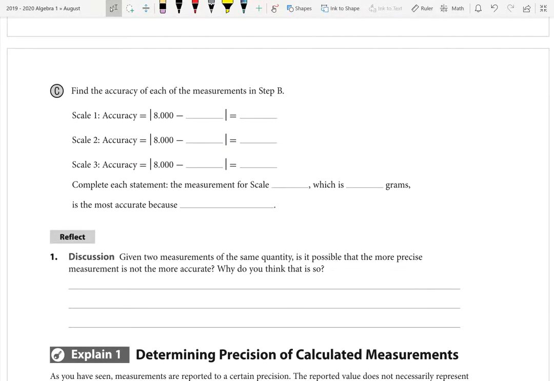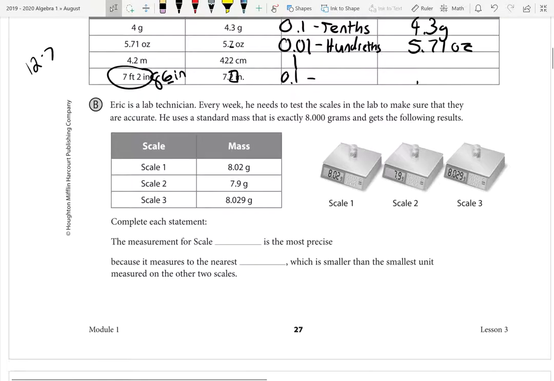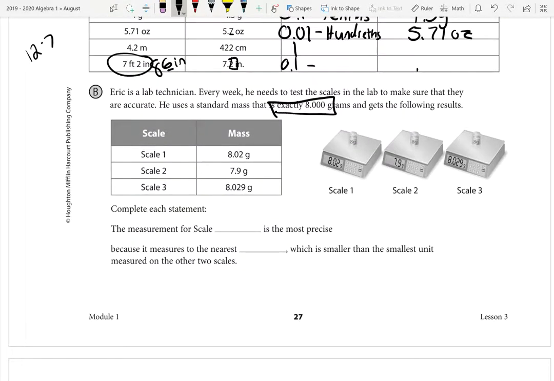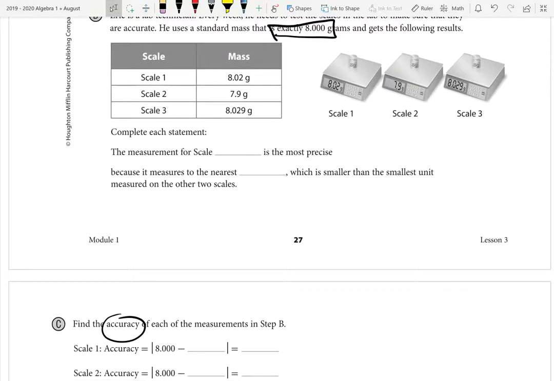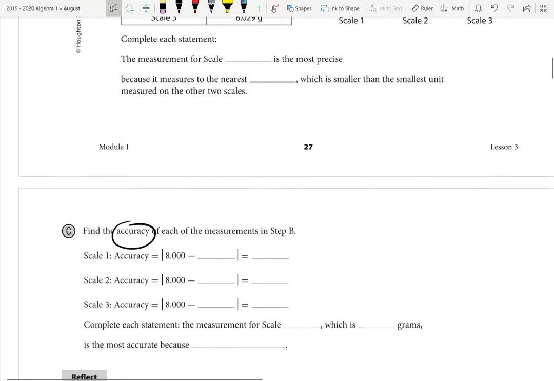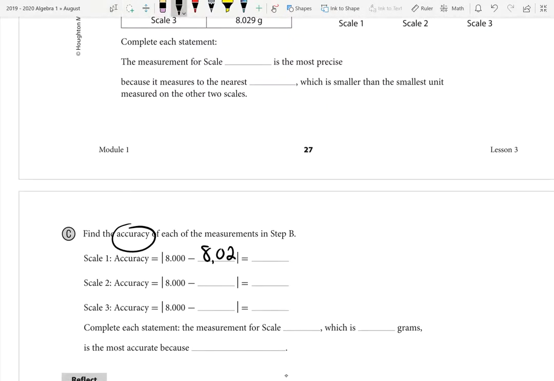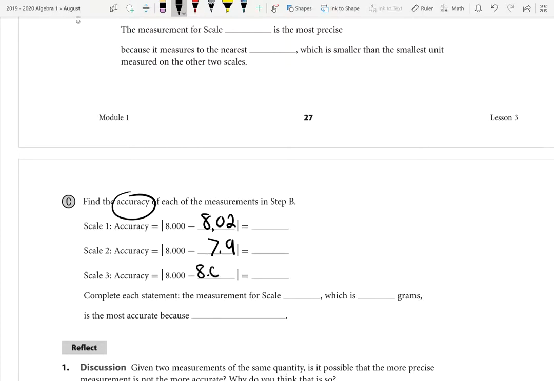All right, so find the accuracy of the measurements in step B. So remember, accuracy is how close it is to its actual measurement. And in the problem, it said that the actual measurement was 8 grams. So basically, whichever one of these is closest to 8 grams will be more accurate. So scale 1 was 8.02. Scale 2 was 7.9. And scale 3 was 8.029. So whichever one of these answers is the smallest number would be the most accurate number, right?